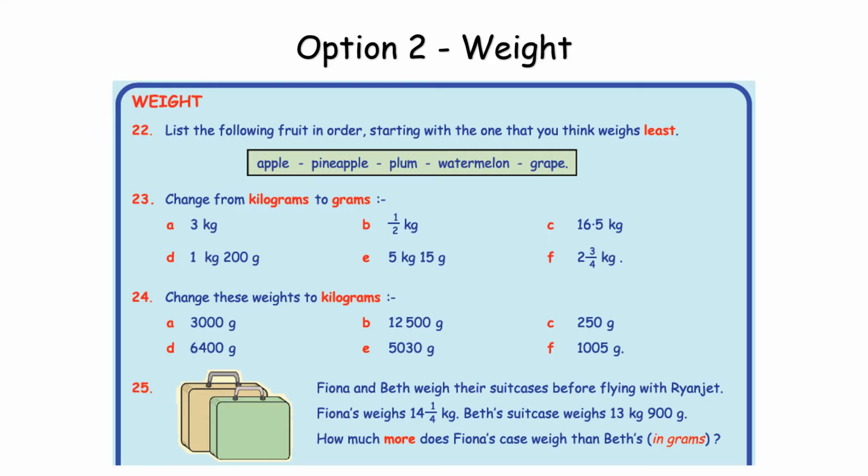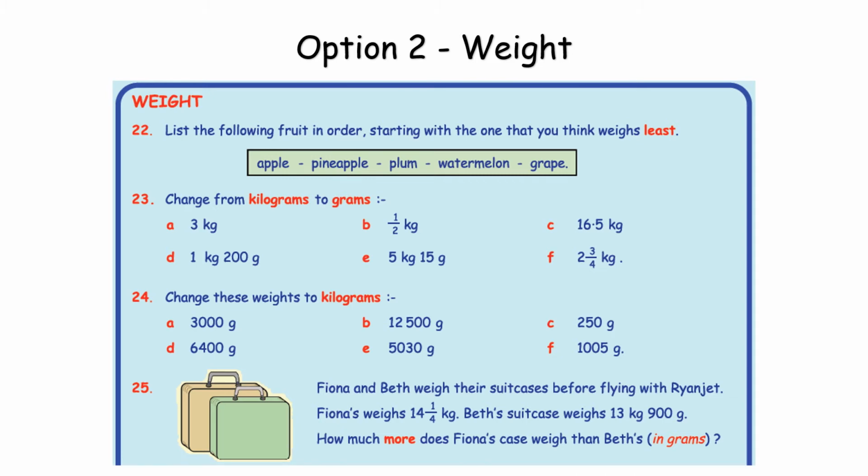Your second option is to practice weight. So at the beginning of this page, you've got to put fruit in order, so quite simplistic, starting with the lightest item up to the heaviest item. Next is then asking you to change between units of weight. So question 23 says change from kilograms to grams. And question 24 says change these weights to kilograms. So this time it's in grams and you've got to make them kilograms.